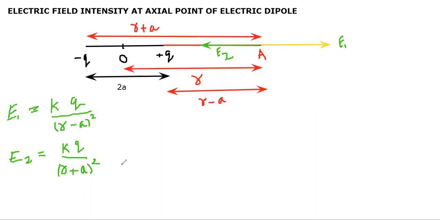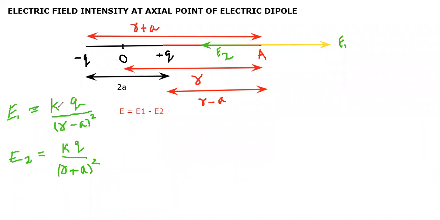Now you have to see the direction. As you can see, E1 and E2 are in opposite direction. So the net electric field at the point A would be equal to E1 minus E2, right? Why? Because both are in opposite direction. So vectors are in opposite direction, so net would be by subtracting these two electric field intensities. So now we will be putting the values in this. E is equal to E1 minus E2.